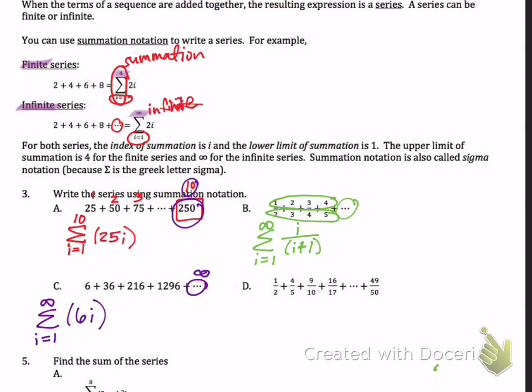6i would just be multiplied, it's not a power. You mean 6 squared? Or 6 to the i. I'm sorry, thank you. 6 to the i, because it's like 6 to the first power, 6 squared, 6 to the third power, 6 to the fourth power.